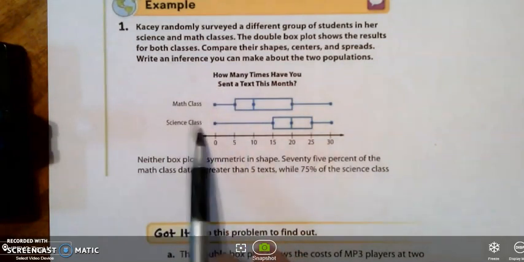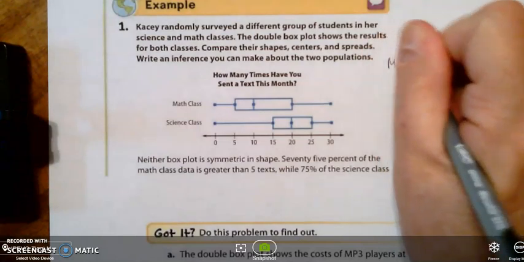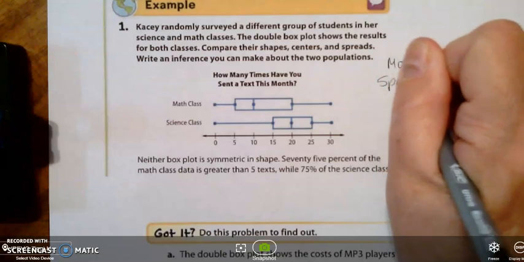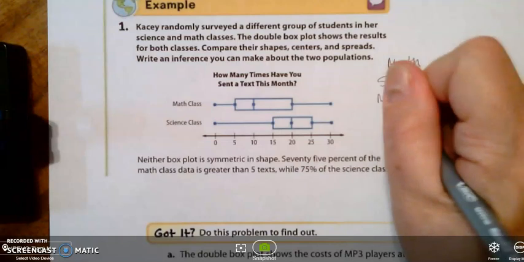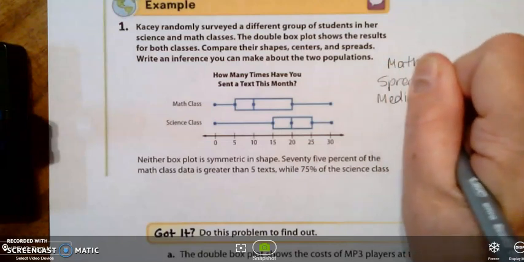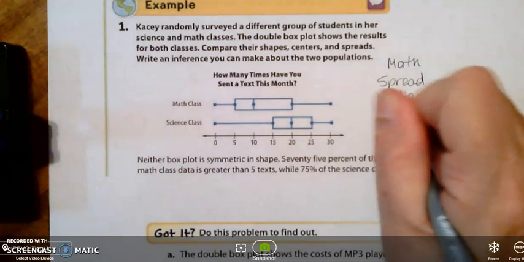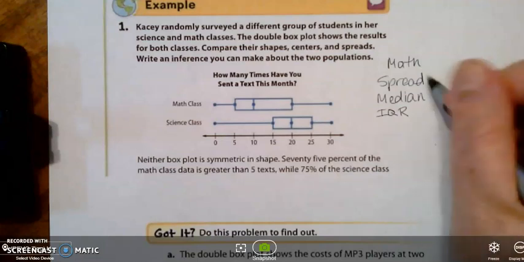let's look here. Let's go on and figure out, for math, let's figure out the spread, which is the range, the median, and the IQR. We're going to do that together. Okay.